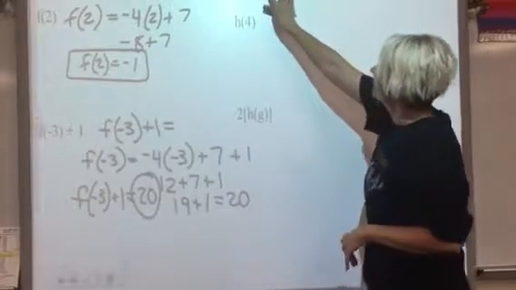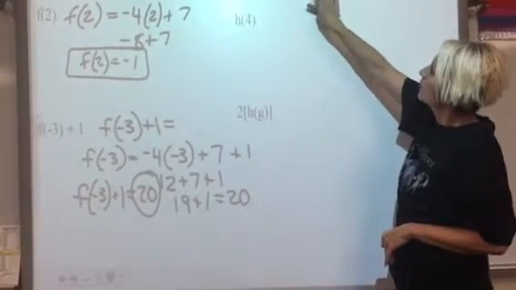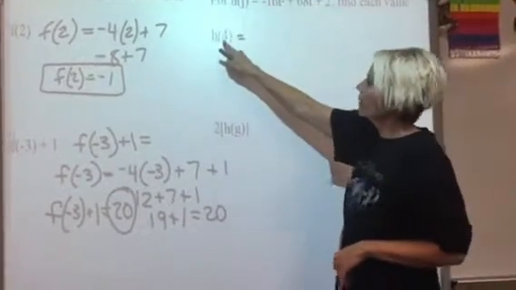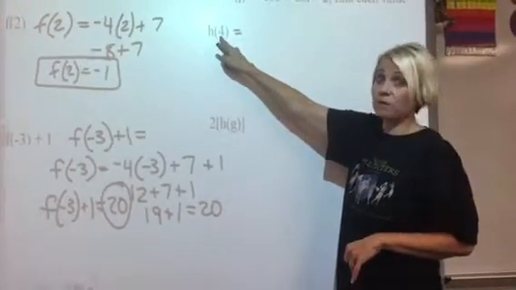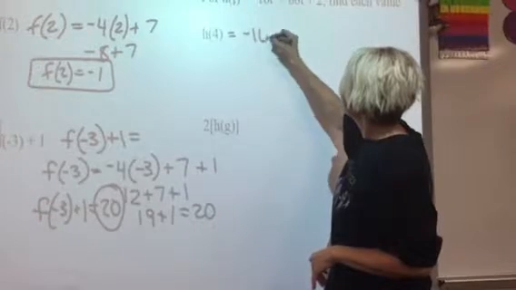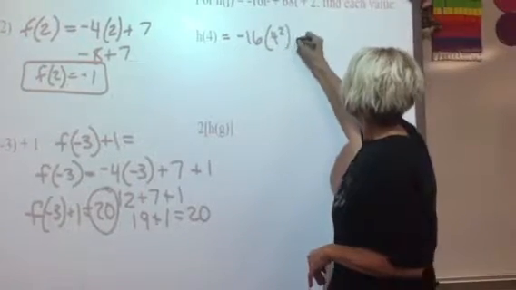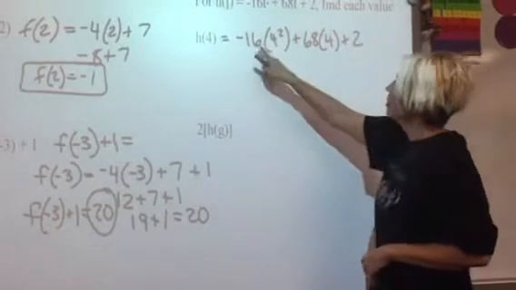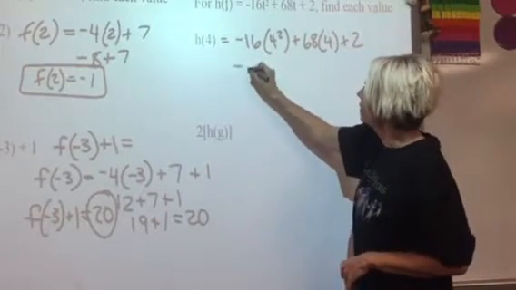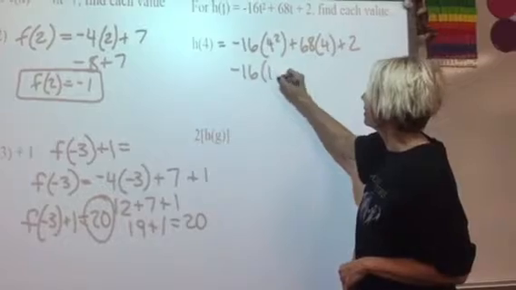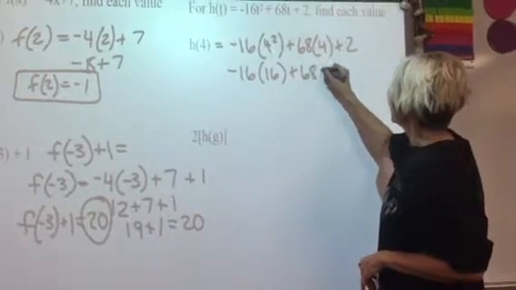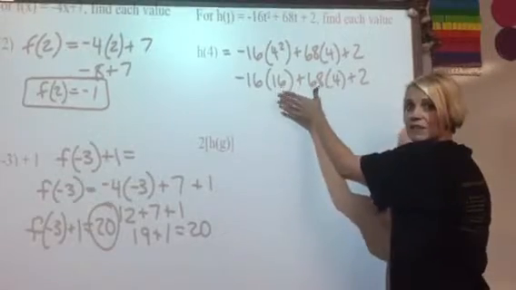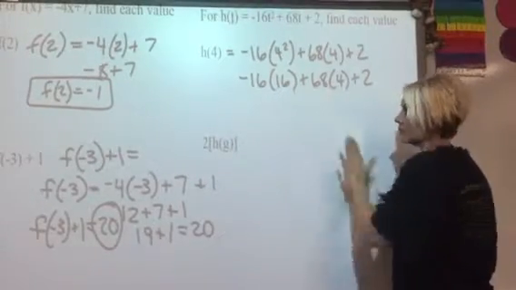Here is h of t is negative 16t squared plus 68t plus 2, and we want to find h of 4. So every place I see a t, I'm going to put a 4. So negative 16, 4 squared, plus 68 times 4, plus 2. So we're going to take 4 squared, negative 16, 4 squared is 16, plus 68 times 4, plus 2, and continue it on. And I'll have you answer this in your notes.